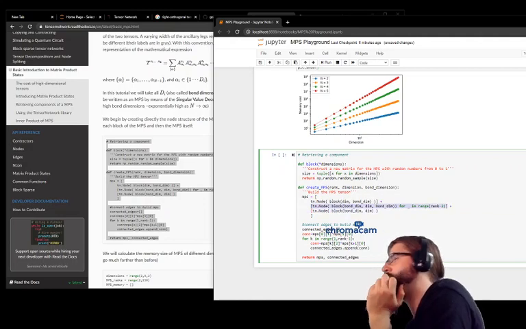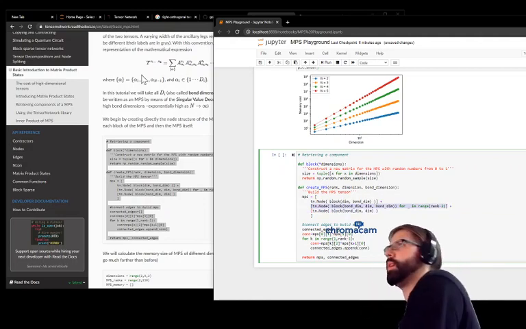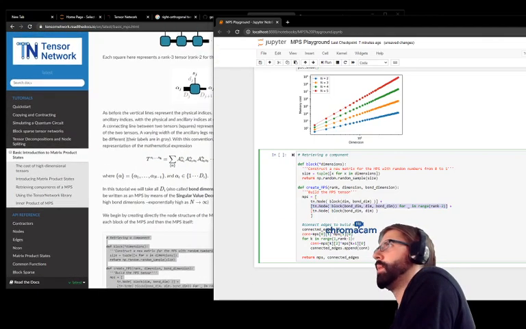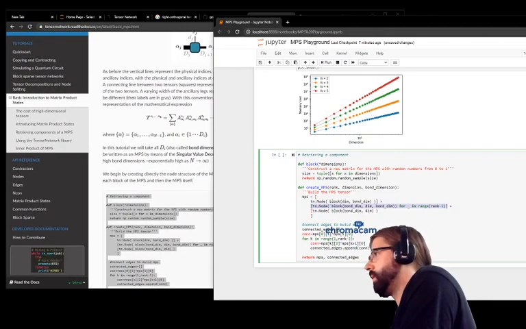The rank will be the number of these S things here, right? So it creates as many nodes as the rank minus two, because the first and the last are the boundaries. Okay, so that creates an MPS. And then it connects the edges. So connected is the MPS.